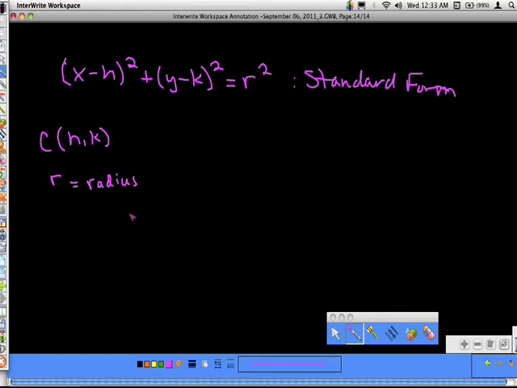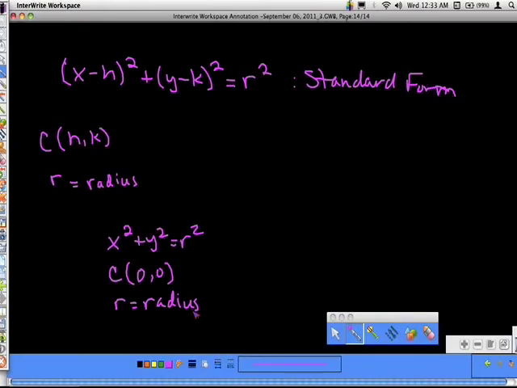Now, one of the special cases would be this. You could get x squared plus y squared equals r squared. All this means is the h and k are 0, so this would mean a special type where the center's at 0, 0, and r is still going to be the distance of your radius.